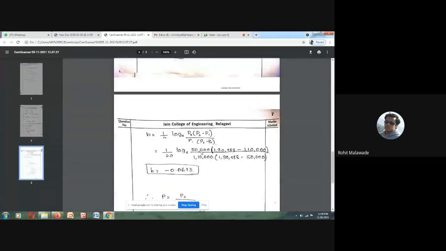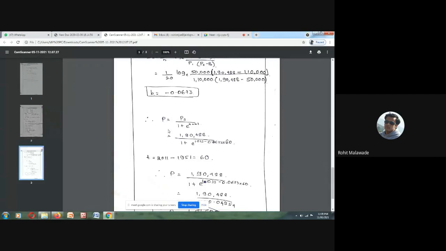So in order to determine the estimated population during a particular period, we will be using the formula P is equal to PS divided by 1 plus E raised to A plus BT. We know PS, but we don't know A, B and T. So we want to determine A, B and T. We will first find out small a.